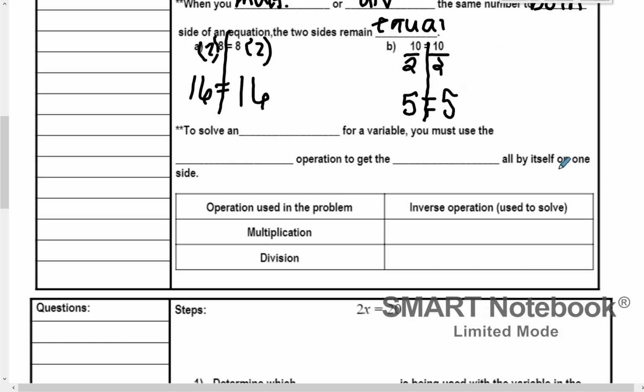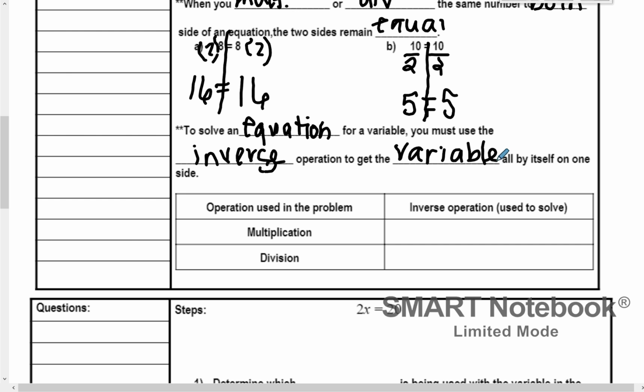So to solve an equation for a variable, you must use the opposite or inverse operation to get the variable all by itself on one side. And remember that variable is a very fancy word for saying letter. So we just want to get that x by itself, or that m by itself, or that y by itself. Just like addition and subtraction, multiplication and division have inverse operations, meaning that it undoes multiplication or it undoes division.